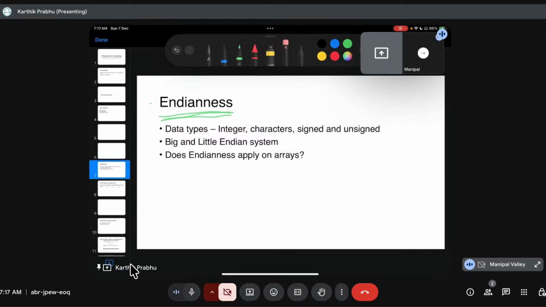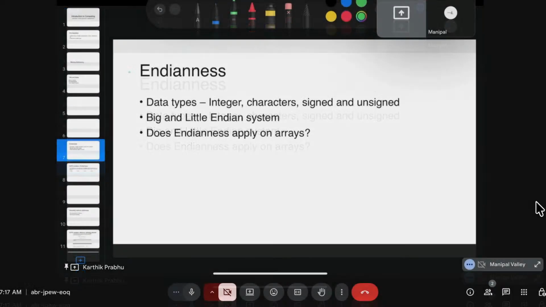But it's important from a theoretical perspective to understand endianness. One thing about endianness which is misunderstood, I feel, by a lot of people, including me when I was studying, is what endianness applies to, essentially. So before we get into what endianness applies to, let's discuss different data types in a system. As I said, a system has byte addressable memory, which means every byte of memory can be addressed.